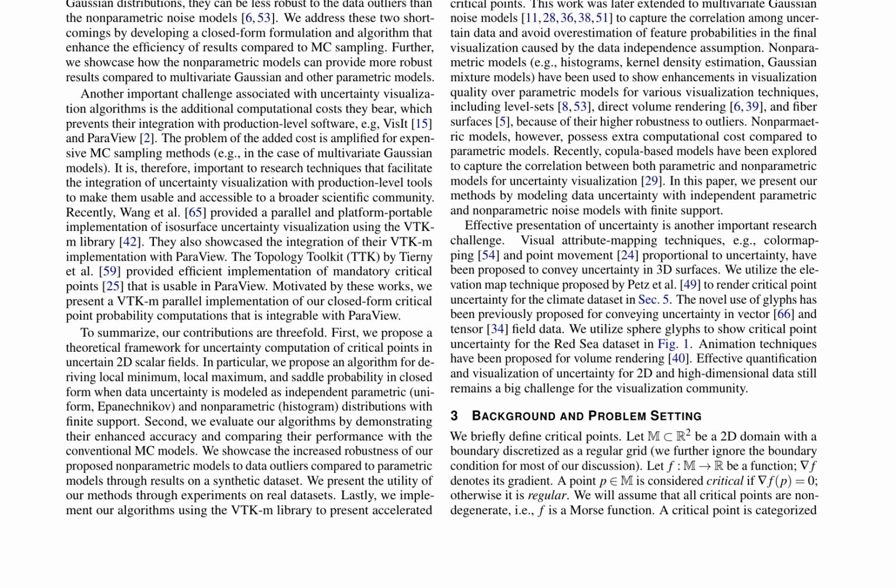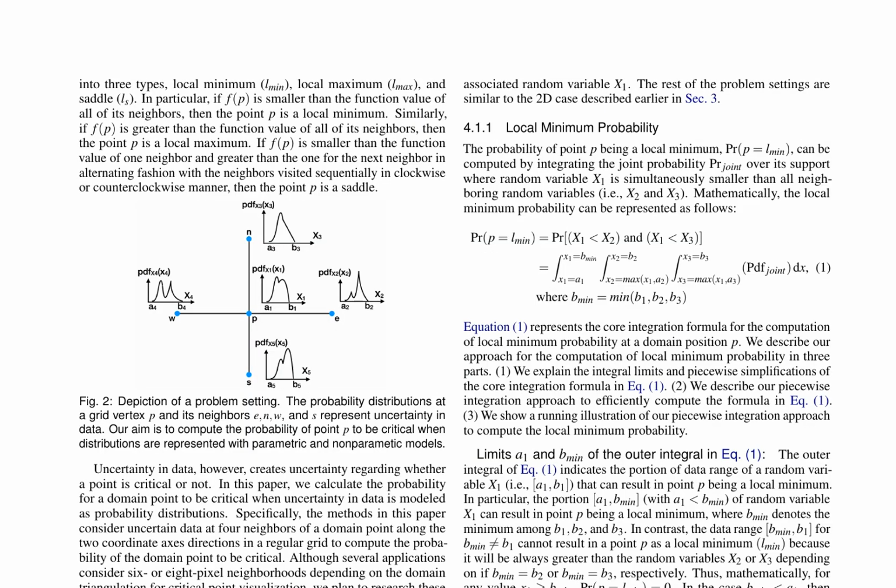The novel use of glyphs, such as sphere glyphs, is utilized to convey critical point uncertainty for the Red Sea dataset, while the elevation map technique is used to render critical point uncertainty for the climate dataset. In uncertain scalar fields, critical points such as local minima, local maxima, and saddles are defined based on function values of a point and its neighbors. The authors consider a problem setting where uncertainty in data is modeled as probability distributions at a grid vertex and its neighbors.